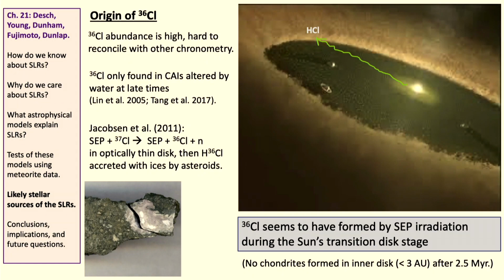And I'll point out that we do think from a lot of other data that this was the case. There are no meteorites, chondrites that formed inside the orbit of 3 AU or so after 2.5 million years. So it's likely that the gas was absent and that the sun was a transition disk, and chlorine-36 appears to have formed during this stage.